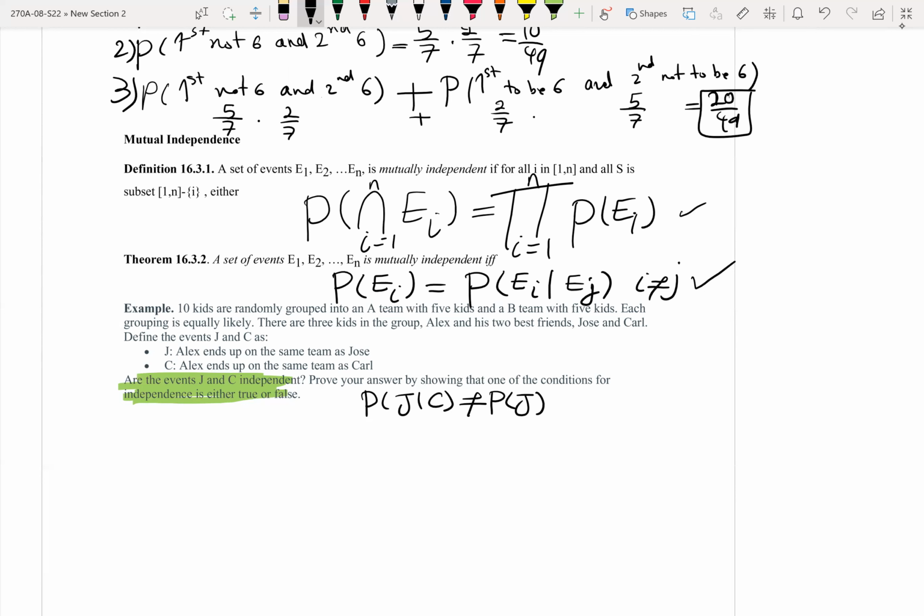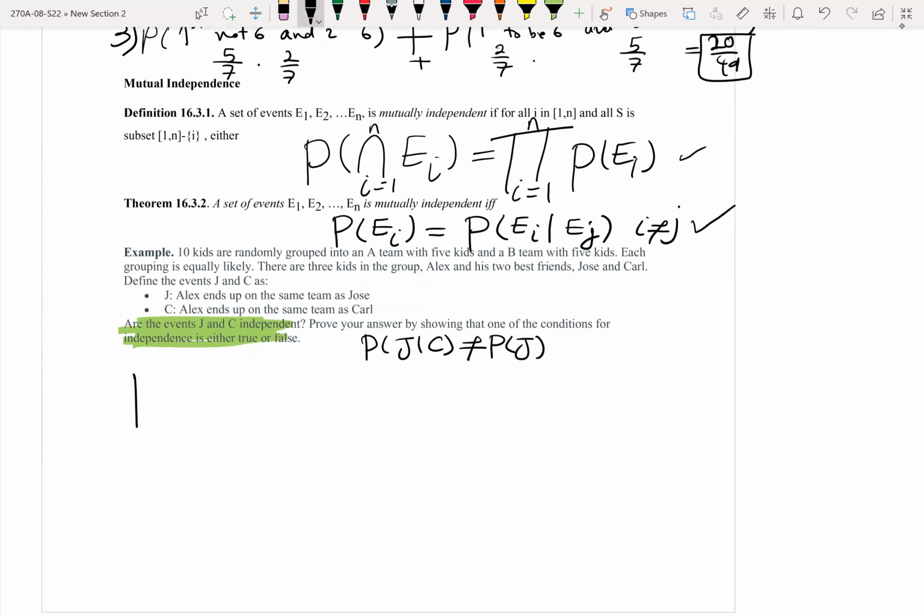Again, the steps are this. I'm going to show by that rule that they are not actually independent. They are not actually independent, okay? So what's the probability of J? What is the probability that Alex ends up on the same team as Jose? It's the number of ways for Jose and Alex to be on the same team, divided by the total sample space.